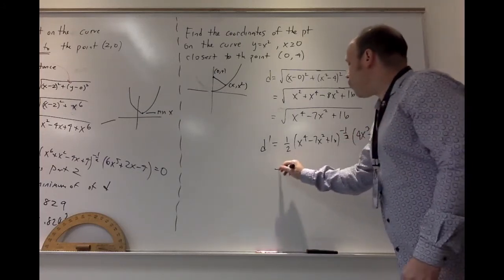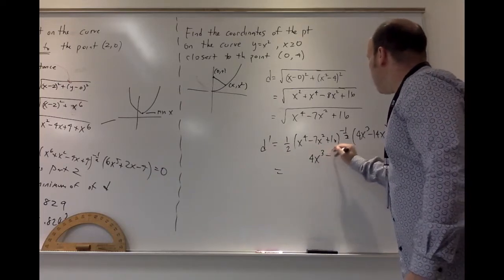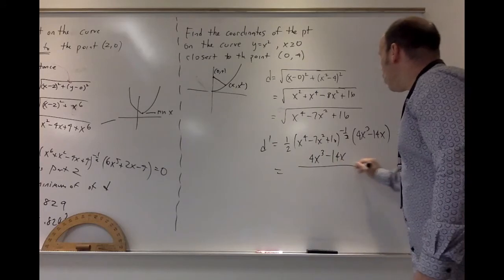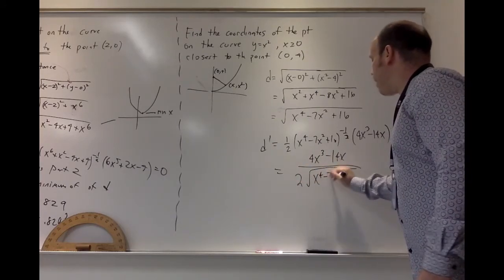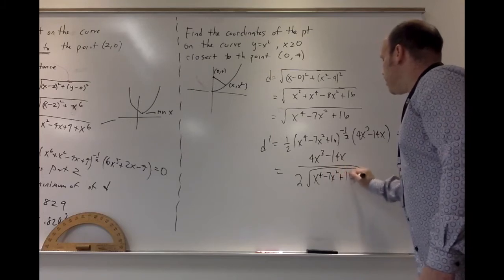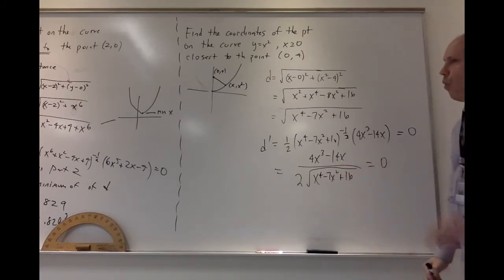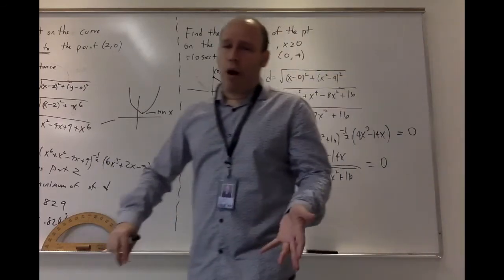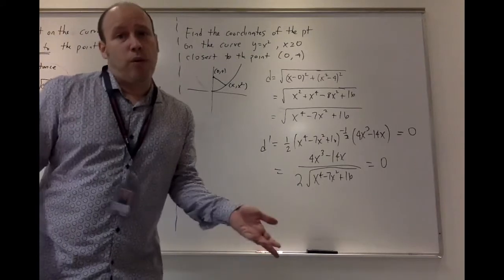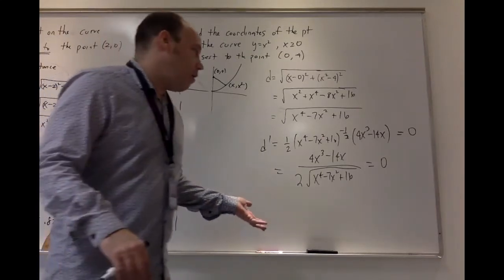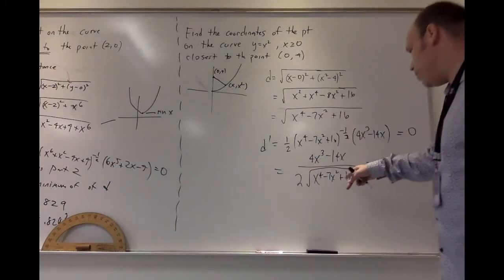Now, let me rewrite this so you can see what's going on here. We have 4x cubed minus 14x all over 2 radical x to the 4th minus 7x squared plus 16 equals 0. Now, how do we get a fraction to equal 0? Well, if the numerator is 0, then we don't care about the denominator. We know this is not going to be equal to 0.